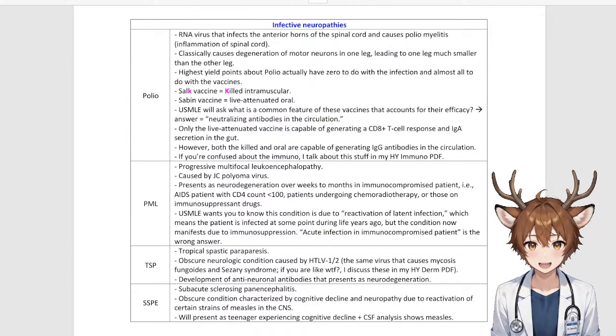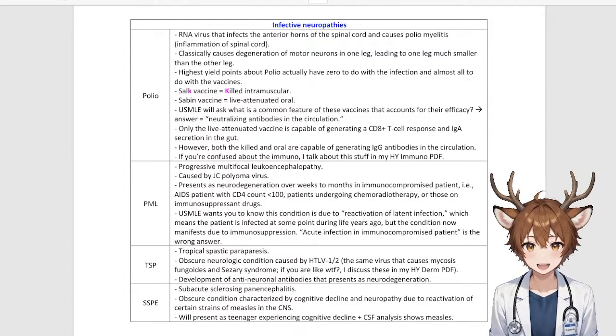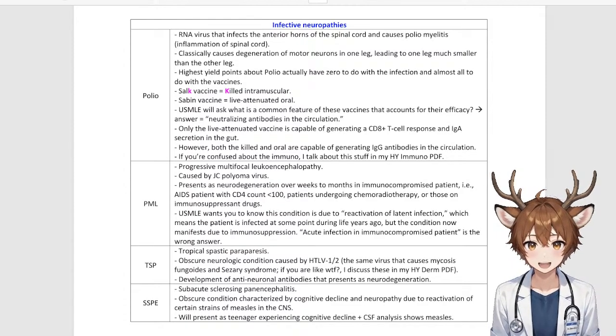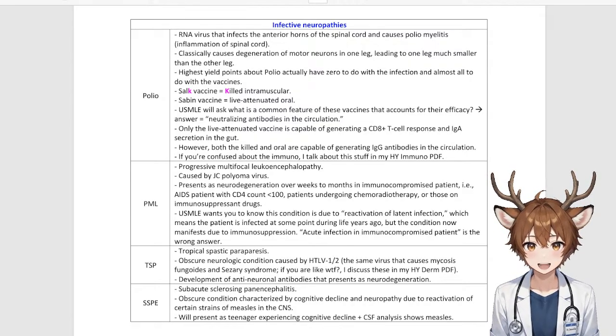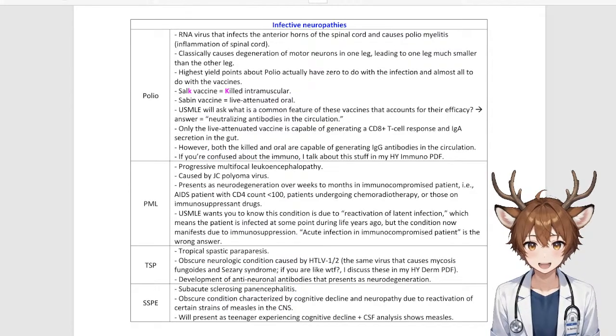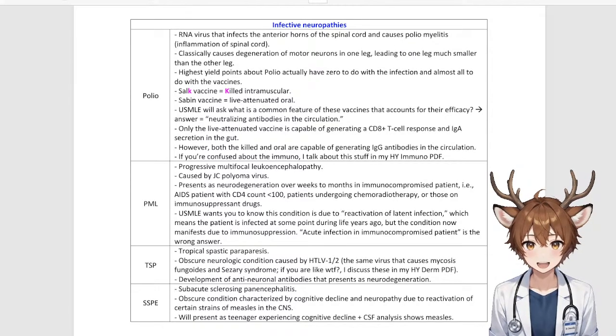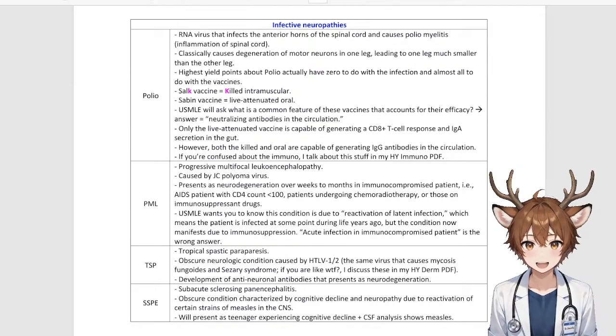Infective neuropathies. Polio. RNA virus that infects the anterior horns of the spinal cord and causes poliomyelitis, inflammation of the spinal cord. Classically causes degeneration of the motor neurons in one leg, leading to one leg much smaller than the other leg. Highest yield points about polio actually have zero to do with the infection, almost all to do with the vaccines. Salk vaccine is the killed or intramuscular vaccine. The Sabin vaccine is a live attenuated oral vaccine.